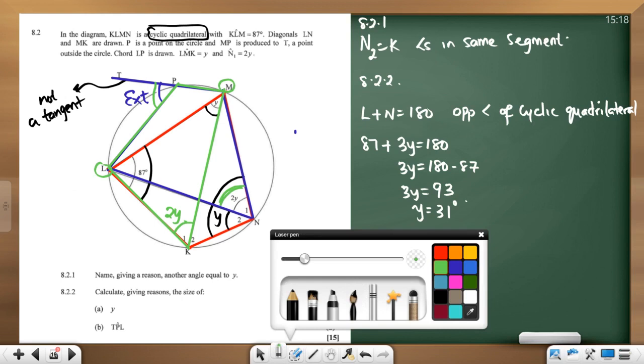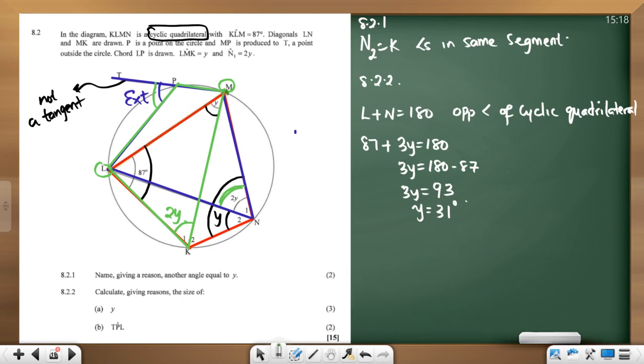Where's my highlighter? Will it work? Okay, no. Yeah, it does work. Check this. In the cyclic, let's use something visible. Too many colors now. In the cyclic quadrilateral, do you see that cyclic quadrilateral there? Good. This angle is equal to that angle. Angle in the same segment.